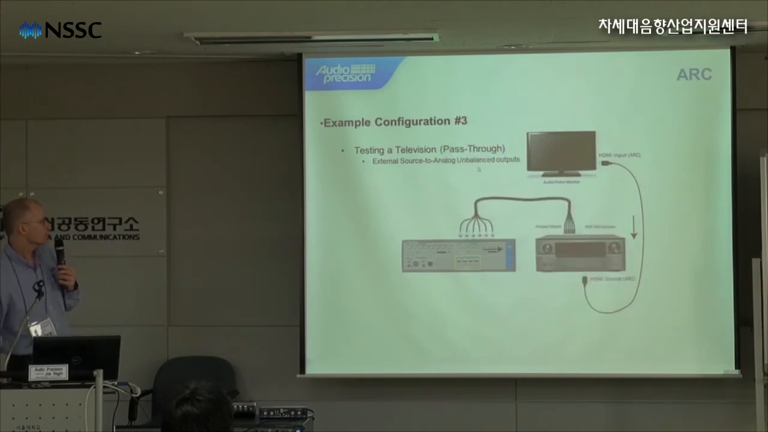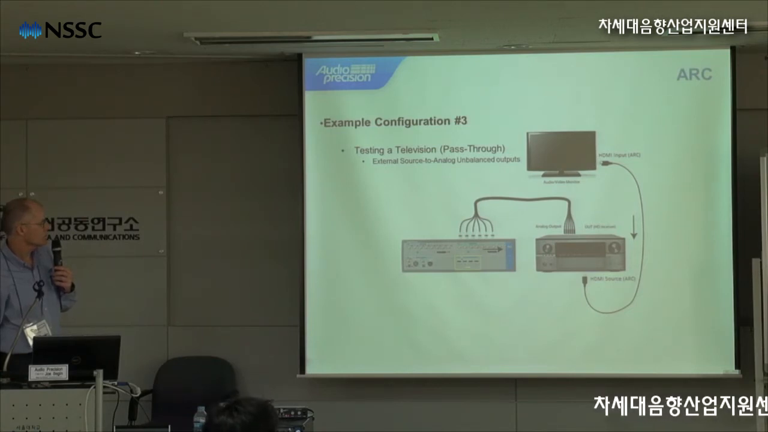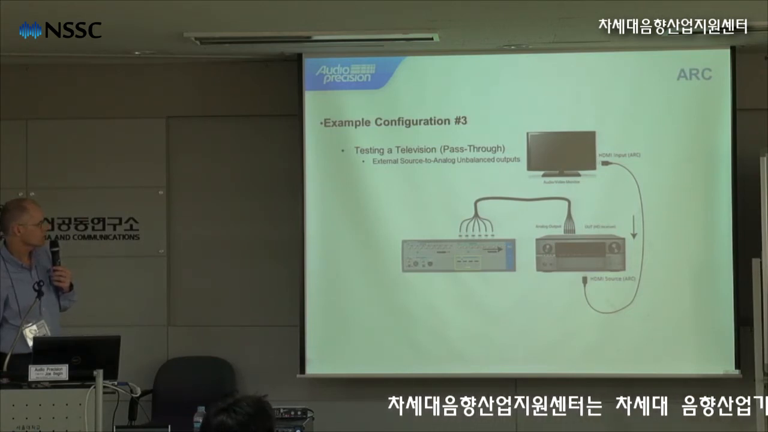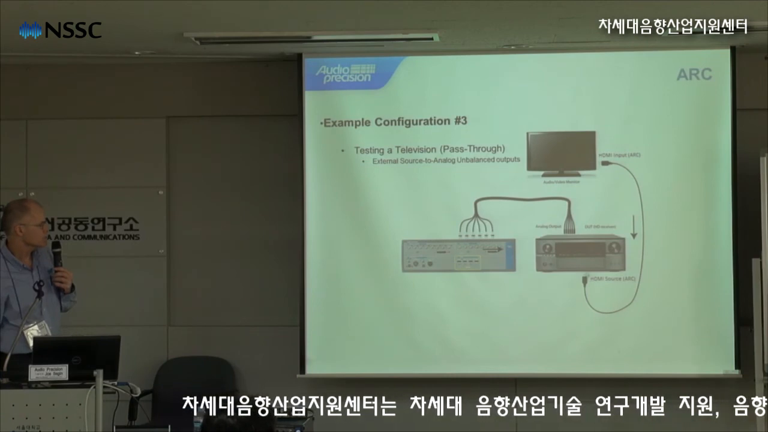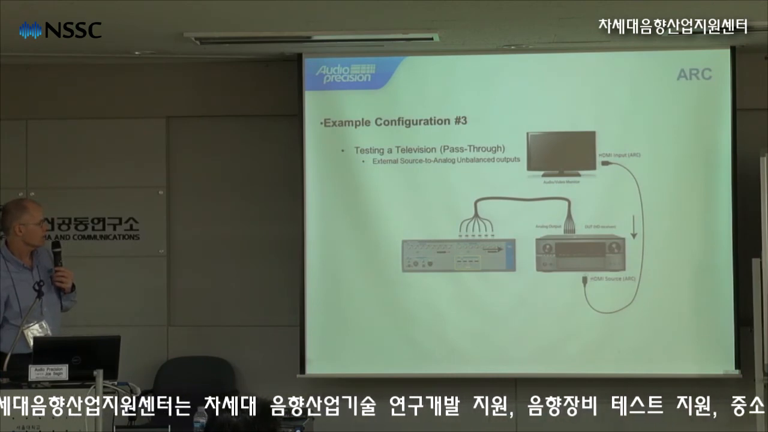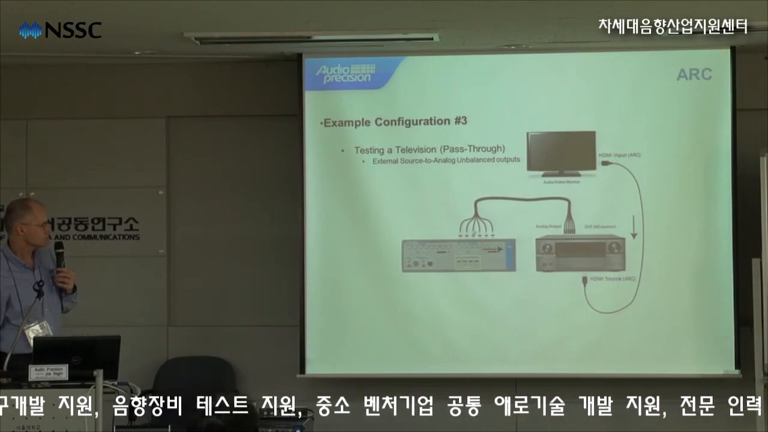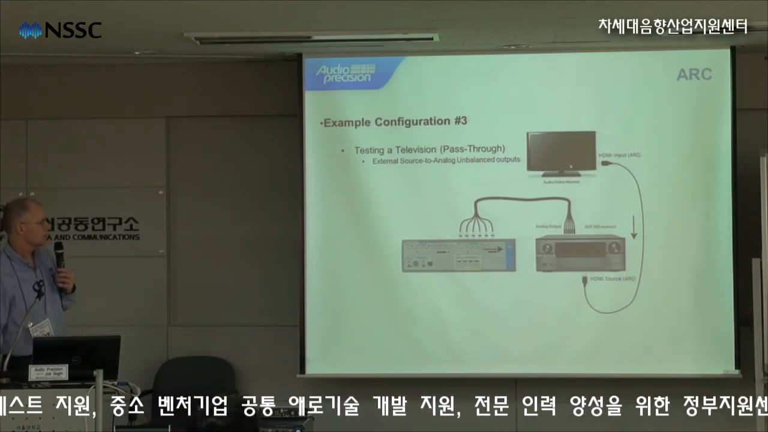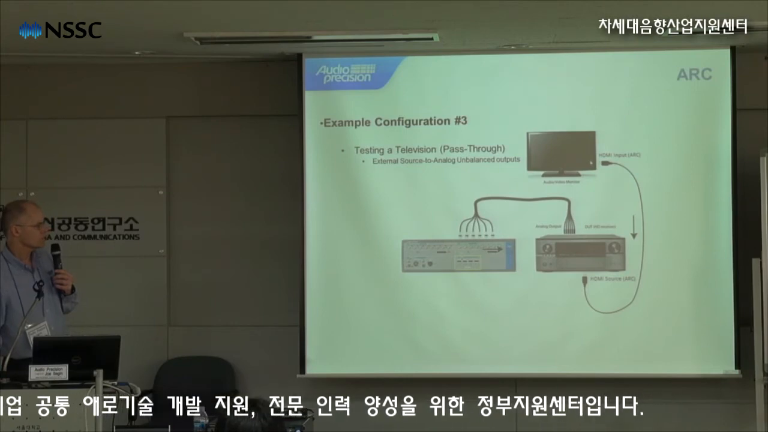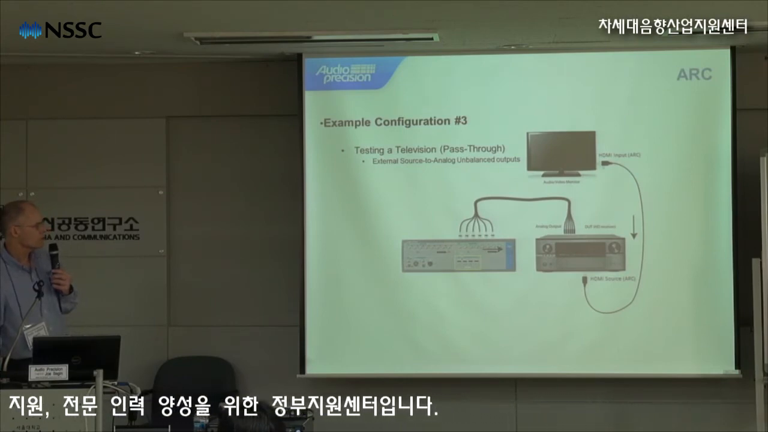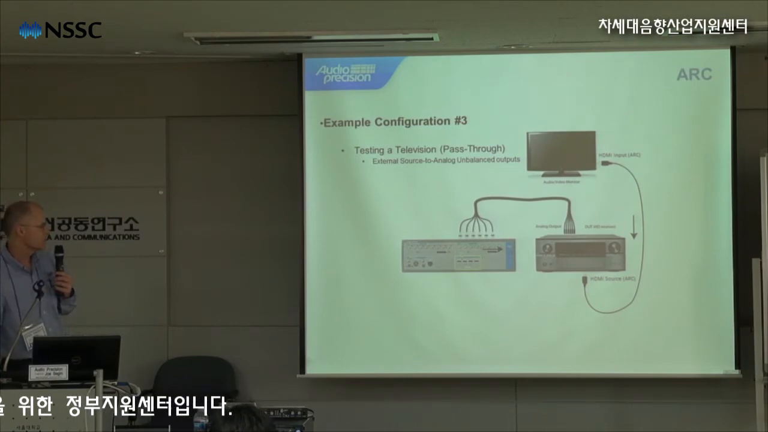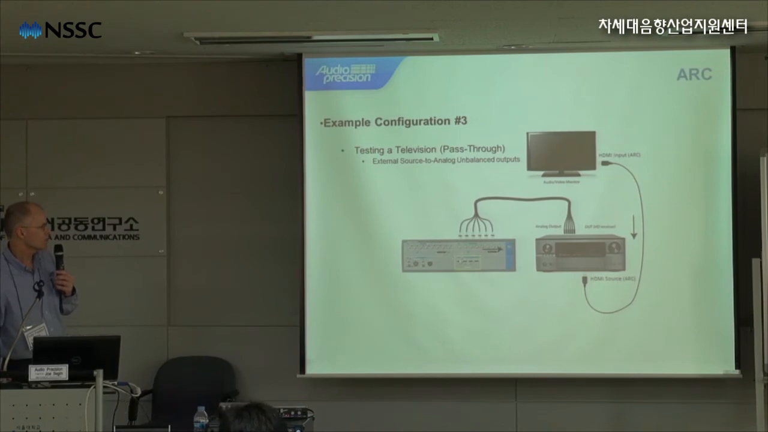And then here's testing a television in pass-through mode. So here the HDMI input from the television is connected to the HDMI source on the receiver and going to our analog outputs. So in this case, you would be analyzing signals that are sent over the RF interface, not from the analyzer. We're not using the output of the audio analyzer at all.